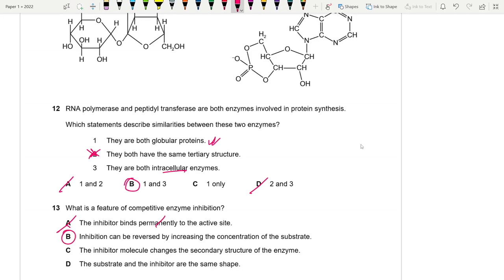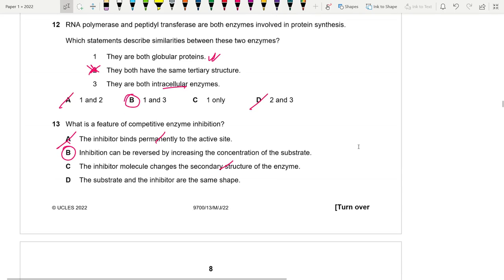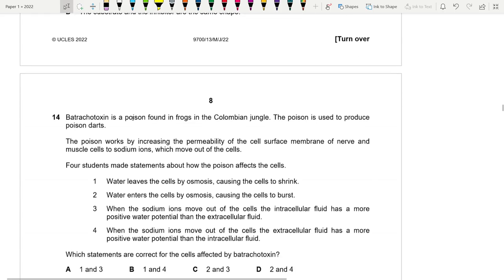A is wrong because it's not permanent. It does not change the structure. The substrate and inhibitor are the same shape. Actually, not the same. Similar. But that's not mainly the feature of the inhibition. The feature is mainly that it's reversible by increasing the concentration of the substrate.